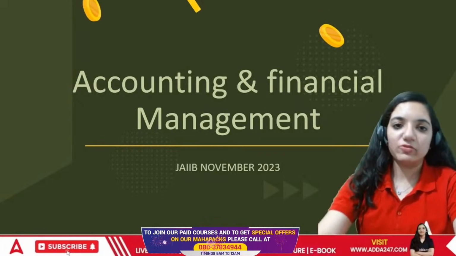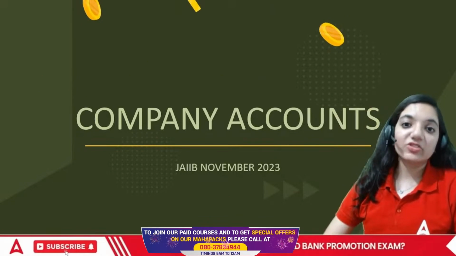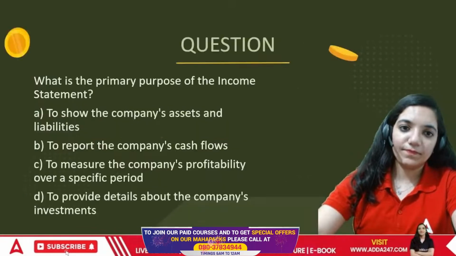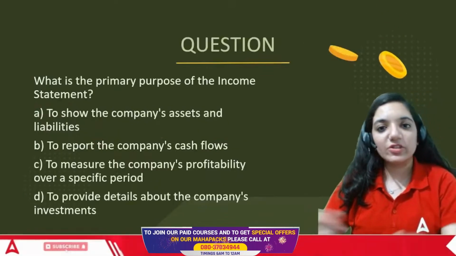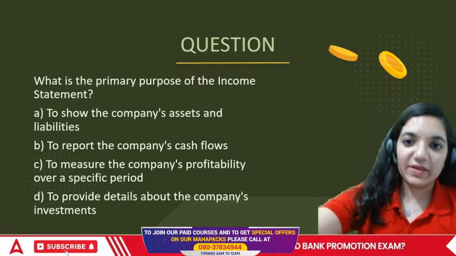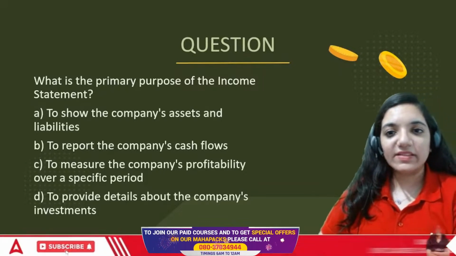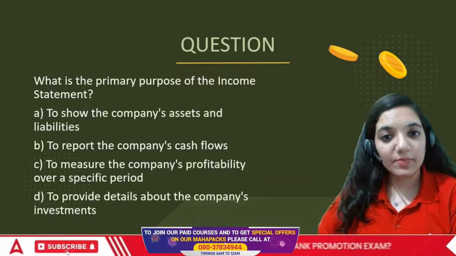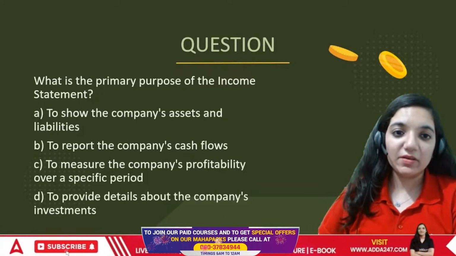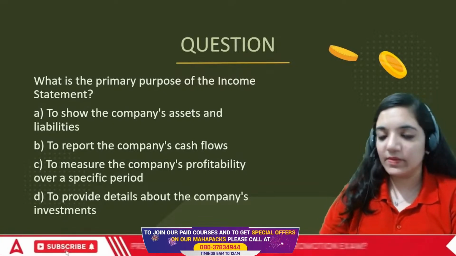So let's talk about it further. This particular chapter relates to the area of module B. Here comes the first question. What is the purpose of the financial income statements? To show the company assets and liabilities. Then the second point is to report the company's cash flows. Then to measure the company's profitability over the specific period, and to provide details about the company investments.